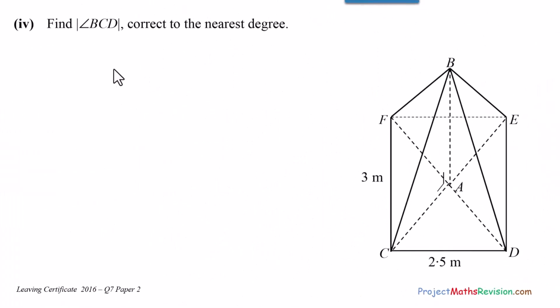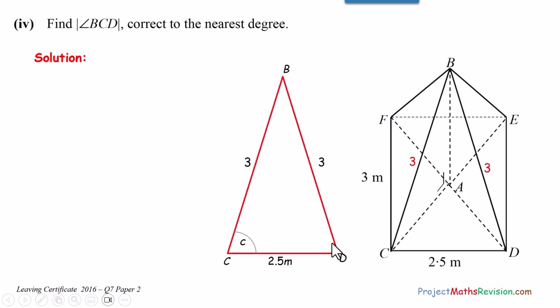In part 4, we're asked to find the angle BCD to the nearest degree. So we're looking for the angle BCD. So let's take this triangle BCD out of the 3D model, and we have it here in red. We have the 2 side lengths 3 meters and the base is 2.5 meters. Now we're looking for the angle C, so you could actually draw a vertical line down from B to the base, divide 2.5 by 2 and use the cosine, adjacent over hypotenuse, to get the angle.